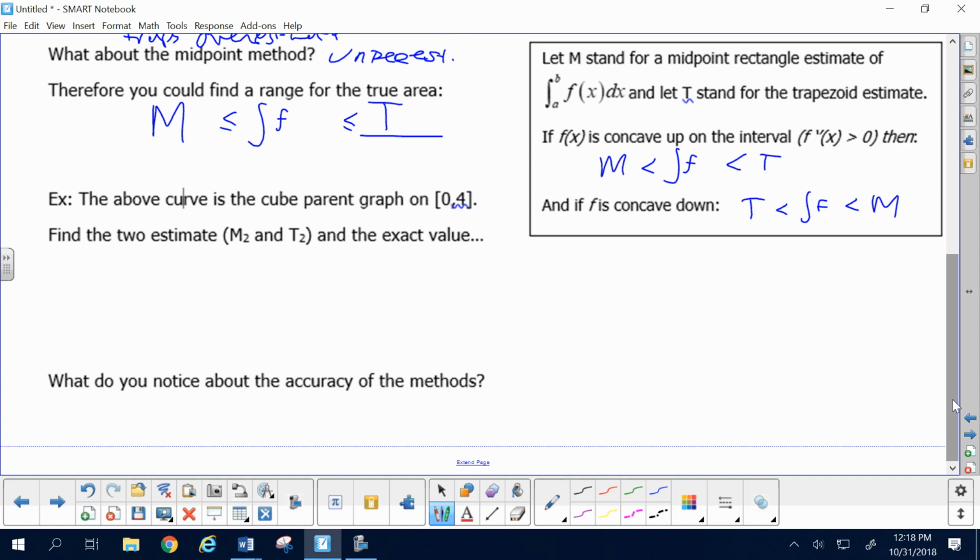Yeah. Okay. Find the two estimates and the exact value. Now this is the cube graph. y equals x cubed on 0 to 4. So would you find for me all three: the exact, the trapezoid, and the midpoint estimates, using 2? It's pretty common. Most textbooks would abbreviate those M2 for midpoint with 2 rectangles, and T2 for 2 trapezoids.